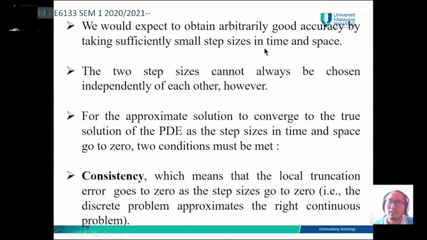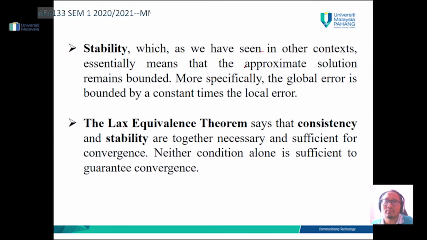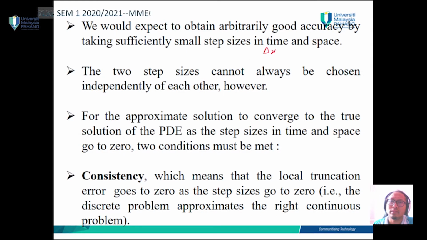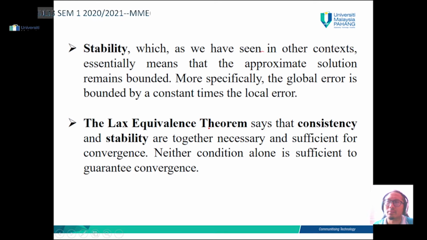the values of delta x and delta t, and the two step sizes cannot always be chosen independently of each other. However, for the approximate solution to converge to the true solution of the PDE as the step sizes in time and space go to 0, we must meet two conditions, which are consistency and also stability.